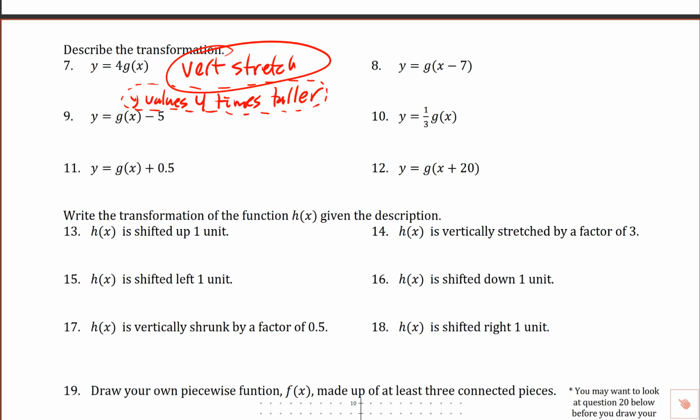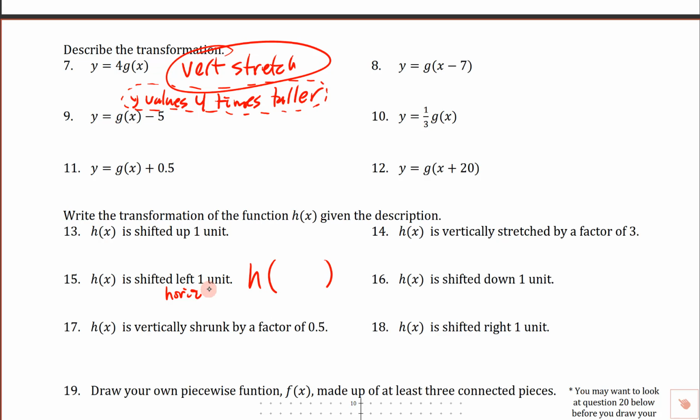and that would be really helpful for you figuring out how these work. And the other one we're going to take a look at is number 15. So we've got h of x, and it says it's shifted 1 unit to the left. The instructions here say write a transformation of that function given the description. So we want to go 1 unit to the left. So this is a horizontal change. Remember, horizontal changes have to happen inside the parentheses with the x. So we're going to do h of.